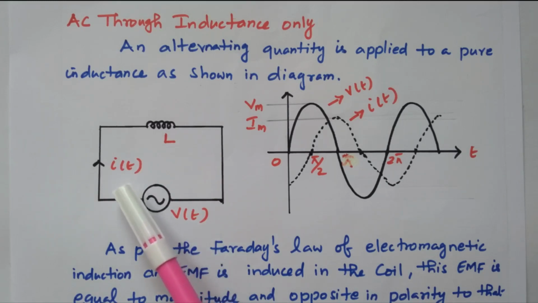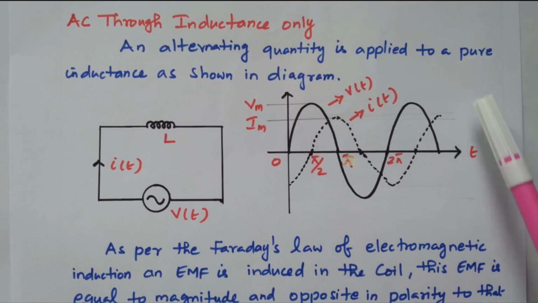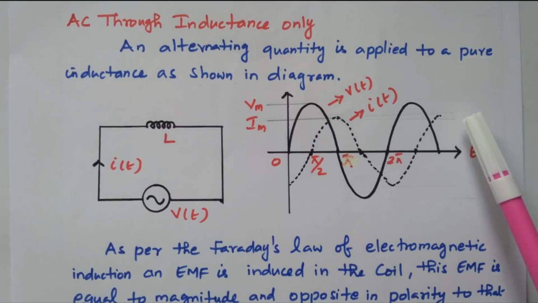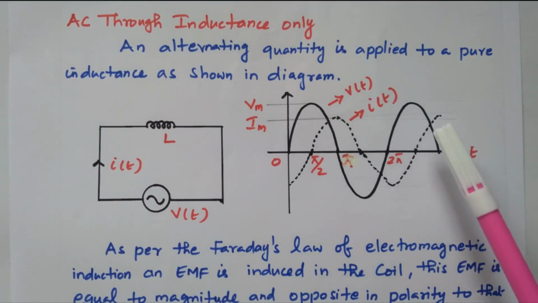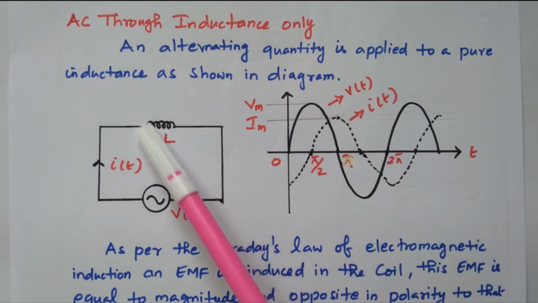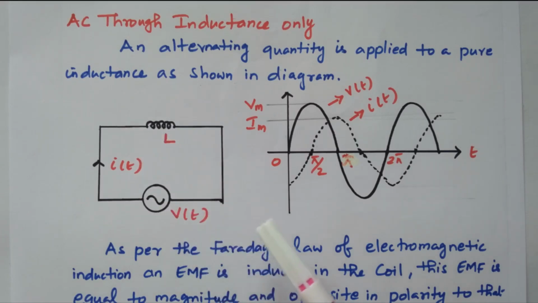I of t is the alternating current flowing through the inductor. A pure inductor normally refers to an inductor with no internal resistance. Pure inductor means only inductance will be there. There is no resistance. We are not considering the internal resistance of the inductor. We only consider the inductor value. That is called a pure inductor.